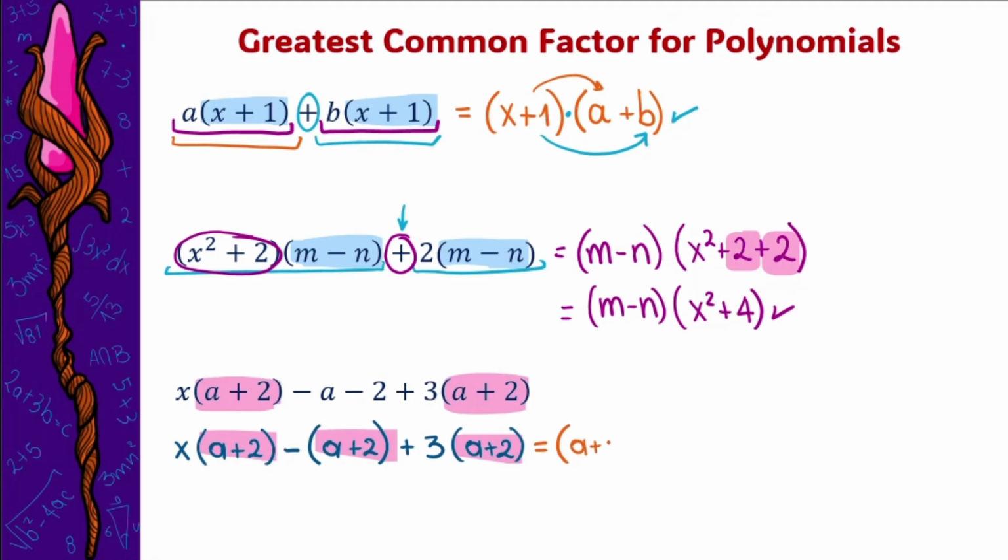A plus 2 is a factor of x. Here doesn't have anything, so it should be a 1. Notice it's the same thing to write a 1 here. Minus 1 and then plus 3. Similar to the last one, we could also add like terms here. So a plus 2 times x plus 2, because 3 minus 1 is 2. And that would be the factorization.